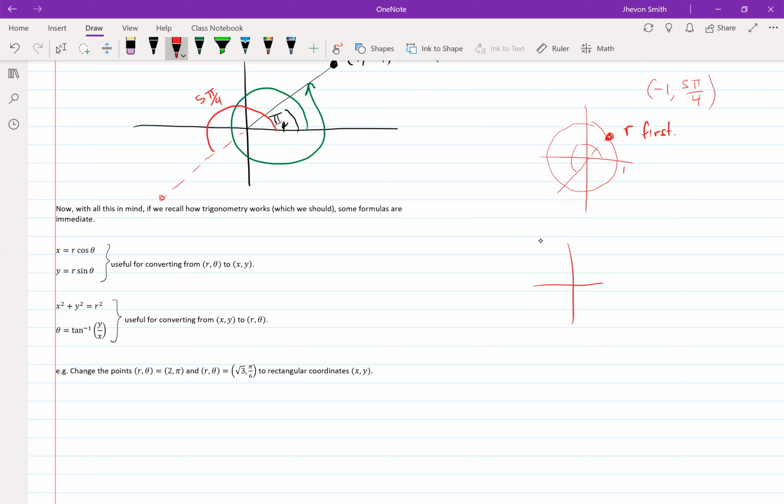So this is if you consider focusing on the r first, you actually get the circle. Conversely, if you focus on the angle first, the first thing that's going to show up in your mind is going to be this line here emanating at an angle of 5 pi over 4.